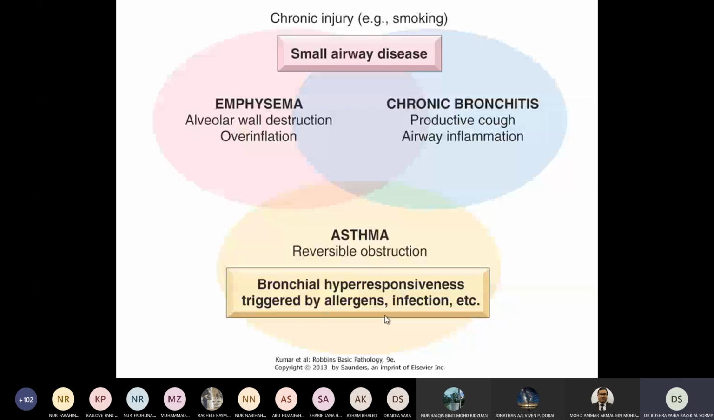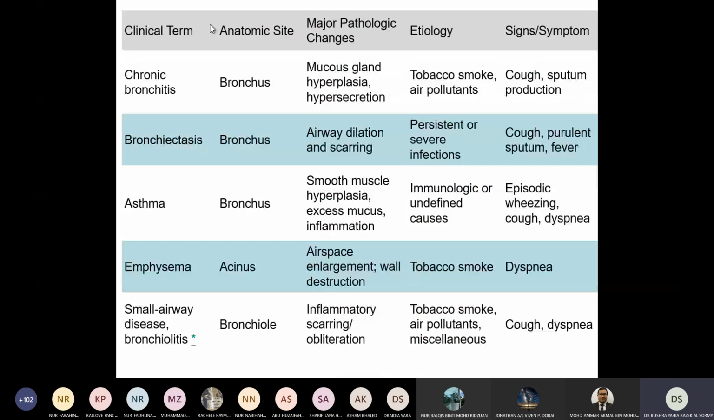So the etiology is different from those two groups of COPD. This one is due to smoking. So this is the three categories.